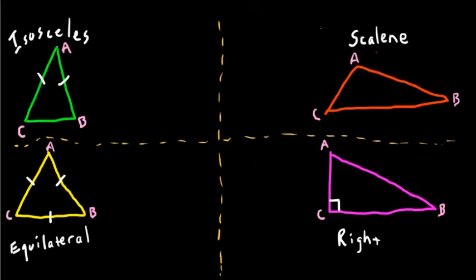So let's start with the isosceles triangle. Isosceles means it's got two of the same sides. So when you see little marks like this and like this, that means those two sides are the same. If these two sides are the same, that means these two angles are going to be the same. So angle C is going to equal angle B. That is one of the rules of triangles.